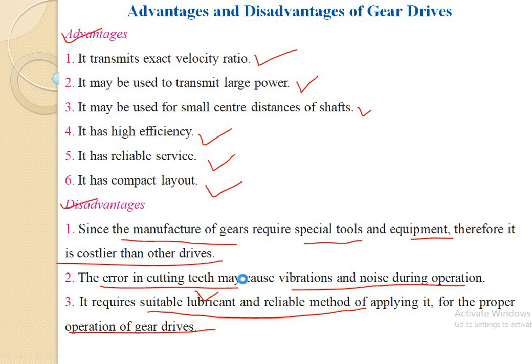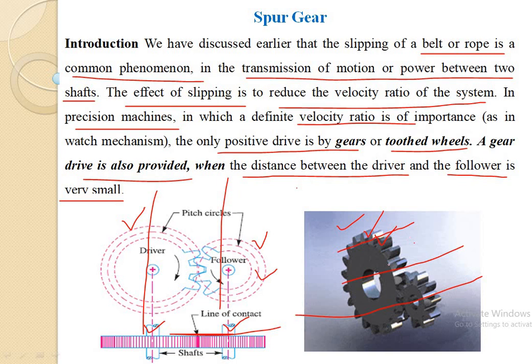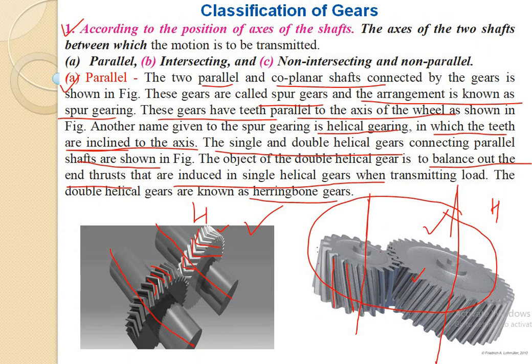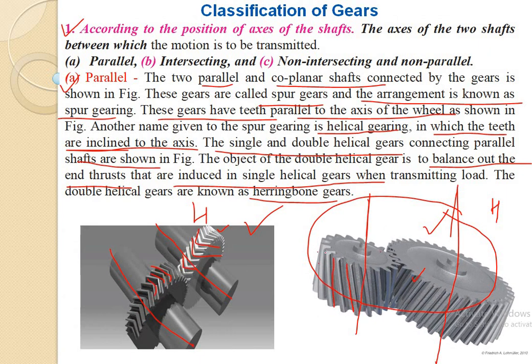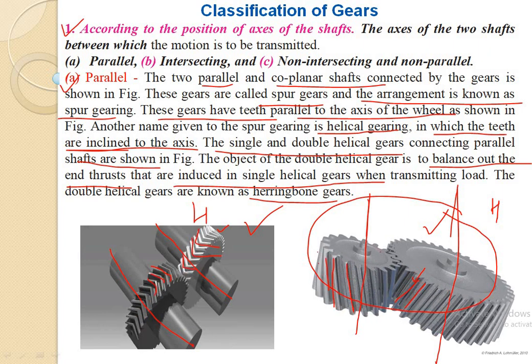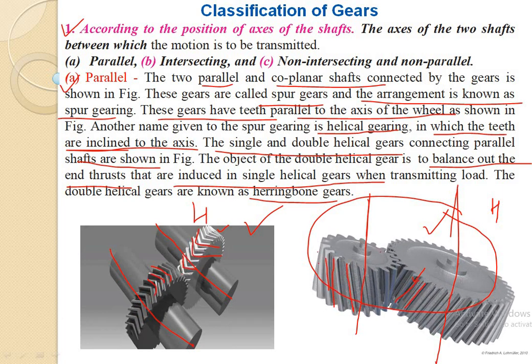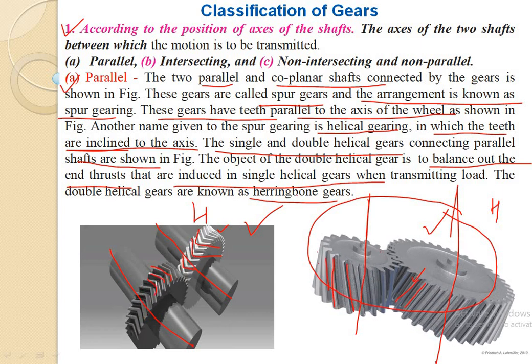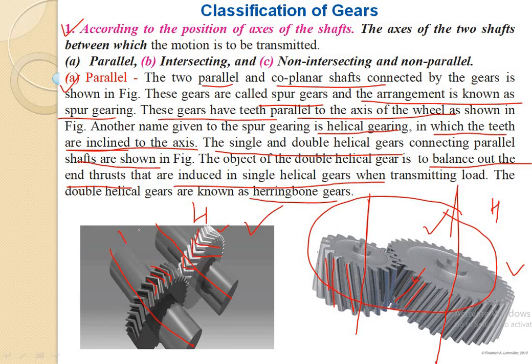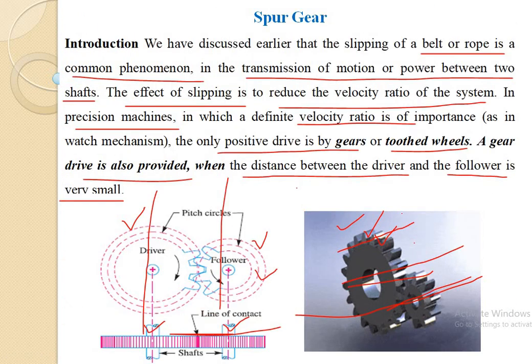Once again, try to understand. Spur gears are gears in which the shaft axes are parallel with each other. In there we can again divide subtypes. If the axis of the teeth and the axis of the shaft are the same, it is known as the simple spur gear. If the teeth are inclined, only single teeth inclined to the axis, then it is known as the helical gear. And if it has double helical gears, then it is known as the herringbone gears. These are the helical gears, these are the herringbone gears, and these are the spur gears.